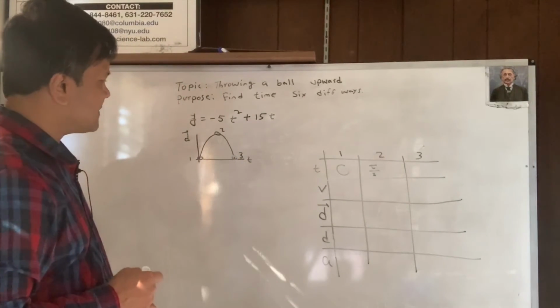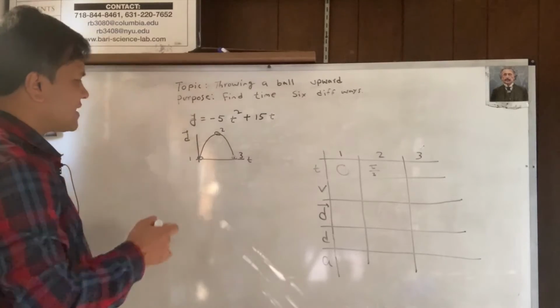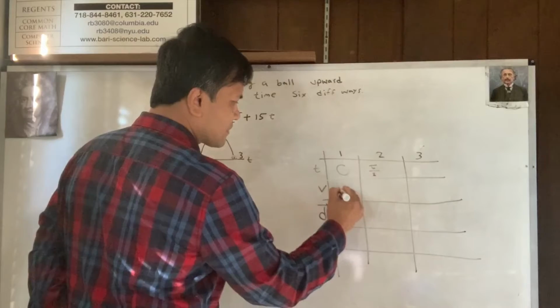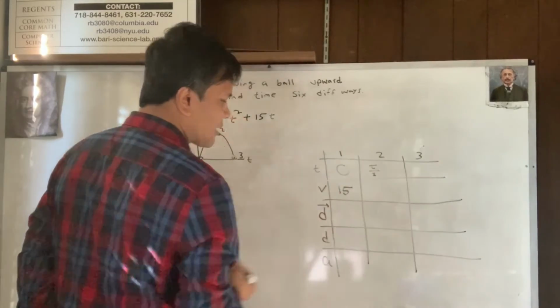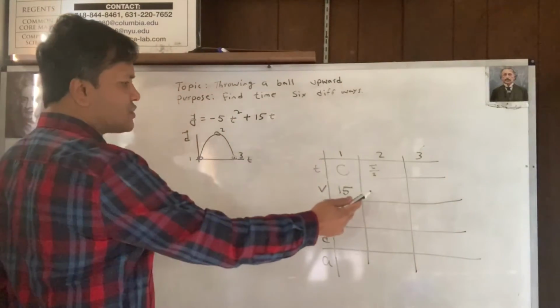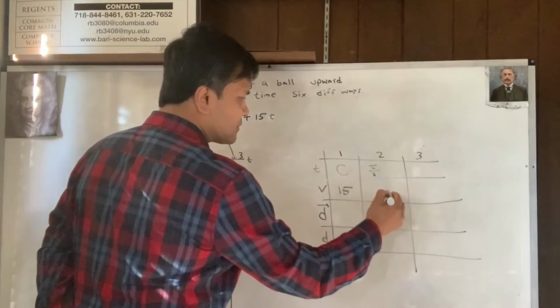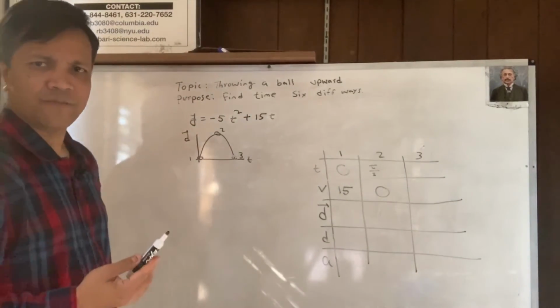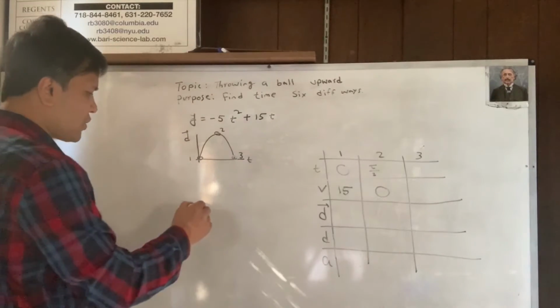Alright, good. Now let's find the velocity. Velocity at location 1 is 15. And velocity at location 2 is 0. Why 0? Because the ball changes the direction. Let me show you why it is 0.